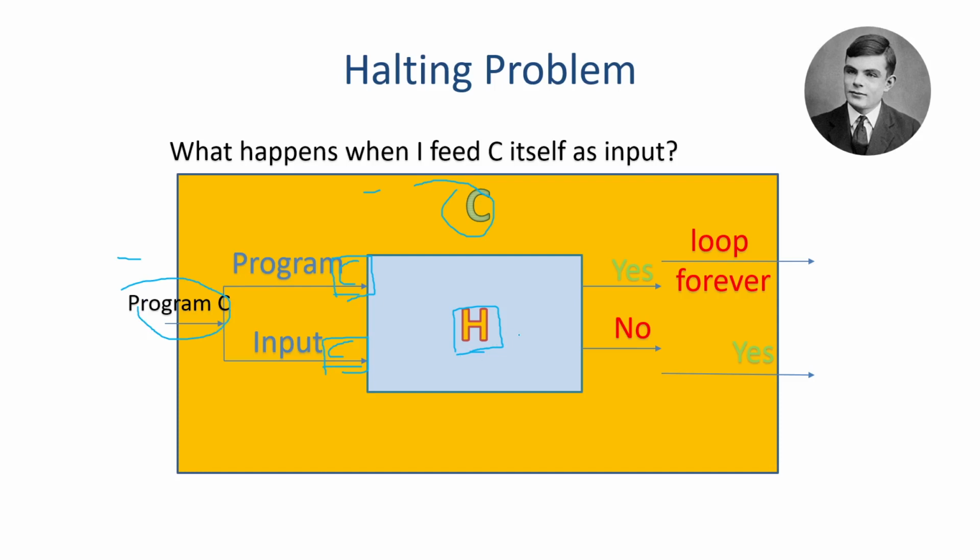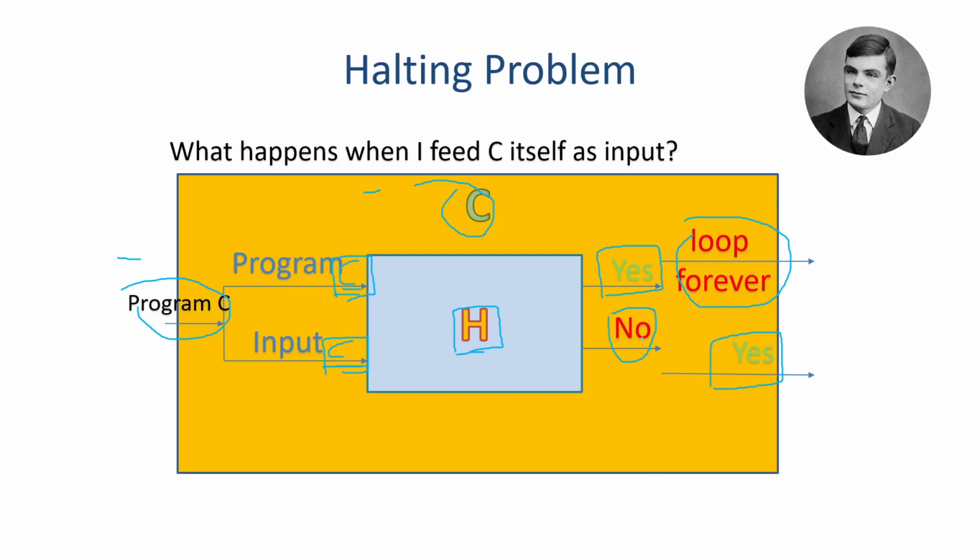Let's check the two scenarios. If H says yes, C does halt on itself, what does C actually do? It's looping forever. So that prediction was wrong. What about the other case? If H predicts that C will not halt on itself, like it will quote-unquote loop forever, what C actually does is output yes and stops. It does halt. So no matter what H predicts that C will do, it's always predicting it wrong. And that's where the contradiction comes.